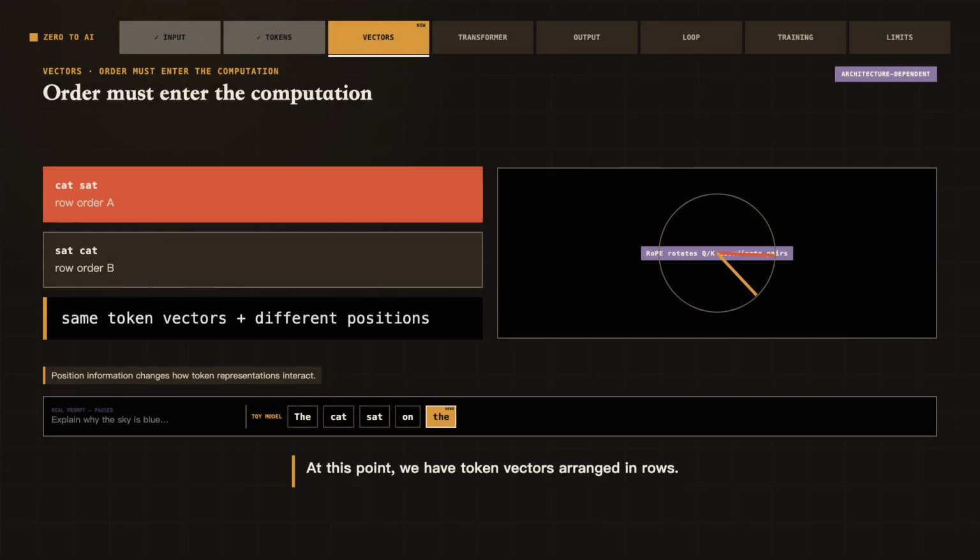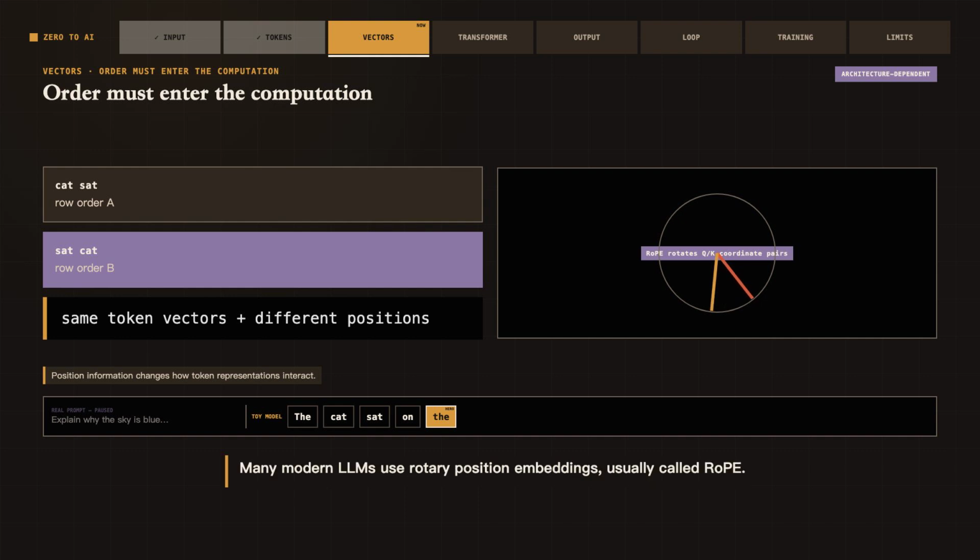At this point, we have token vectors arranged in rows, but attention by itself needs a way to distinguish positions. Dog bites man and man bites dog contain similar token identities in a different order. The order changes the meaning. The original transformer added a position encoding to each token embedding. Other models learn position embeddings. Many modern LLMs use rotary position embeddings, usually called RoPE.